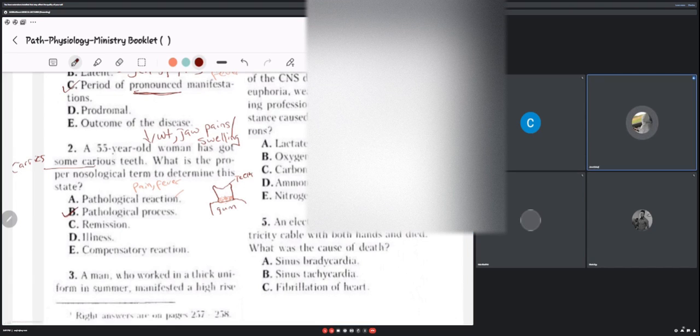Can we also take gum inflammation as a reaction here, or is it a process? Yes, it will be a reaction, gum inflammation, because it's not definite. Even with the gums, you can have gingivitis, that's gum swelling. You can have dental caries, you can have dental plaques. So it could be anything, but just swelling is not definite.